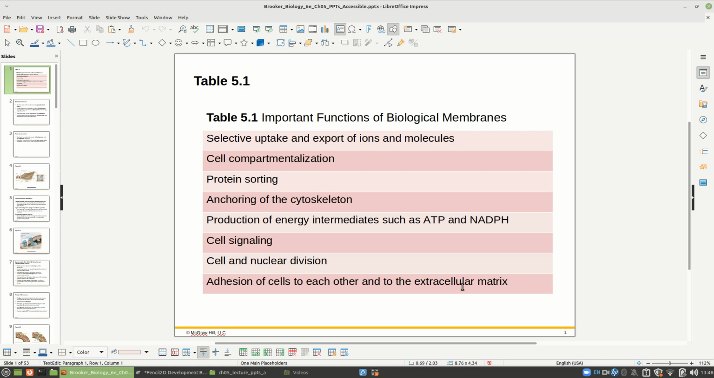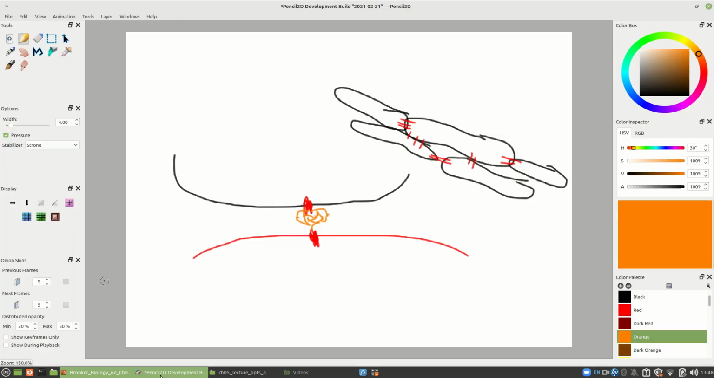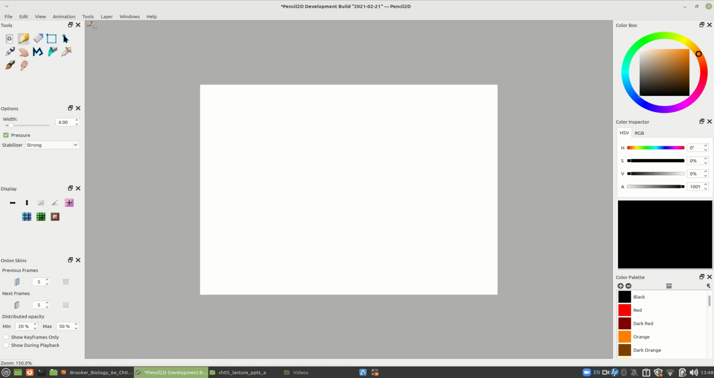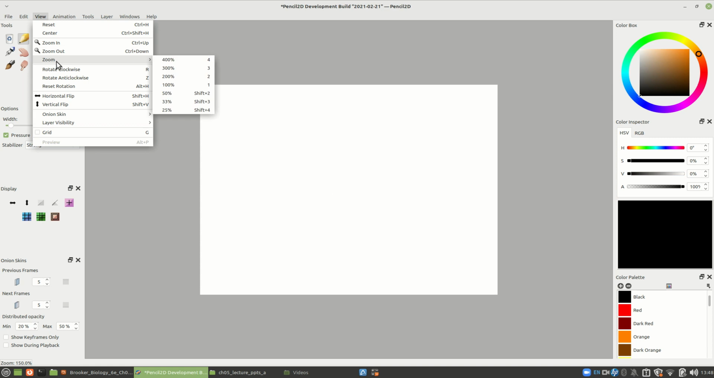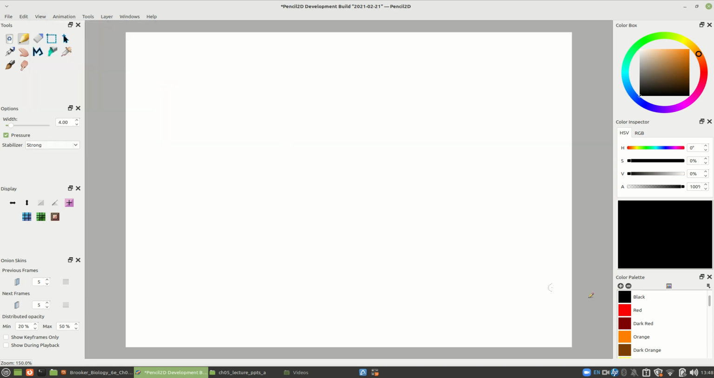But there's also this thing called the extracellular matrix, which most people don't know about. So we need to learn that. It'll definitely be a test question. What is the extracellular matrix? Let's get a new one again, and we'll discard that one and view. Zoom in. All right, so let's make ourselves a cell, some sort of cell here, and a cell here, and a cell here.